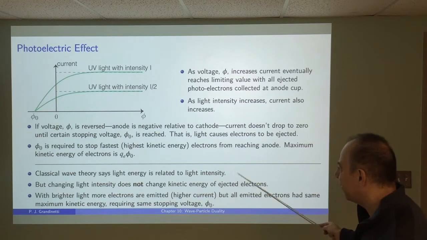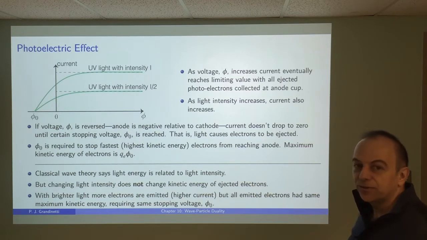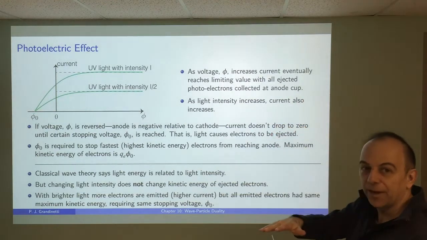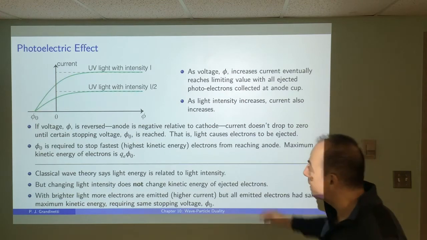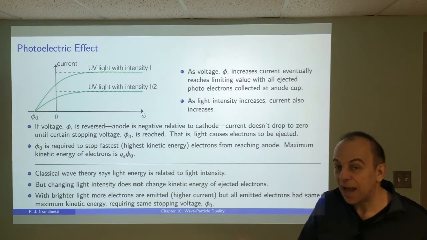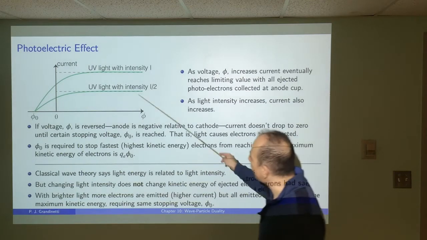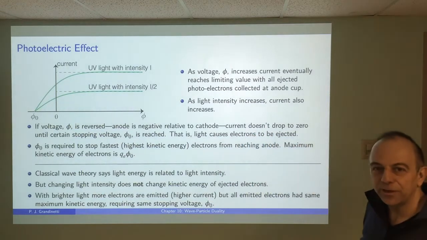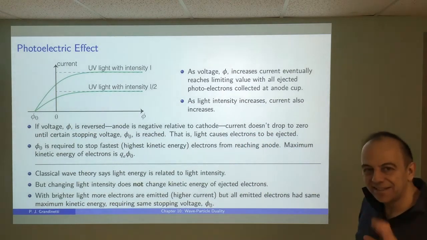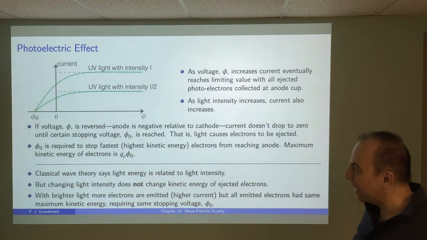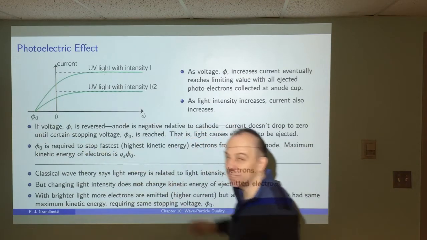Now, classical wave theory says that light energy is related to the light intensity. The bigger the wave, the more energy the light has. The smaller the wave, the less energy the light has. So you would expect that if you increase the light intensity, then you would put more energy into the electrons and you would need more negative voltage to stop the electrons, right? But you see that if I double the light intensity, I still need exactly the same negative voltage to stop the electrons. And that didn't quite make sense. I increase the size of the wave, I should need more negative voltage as I increase the intensity of the light.